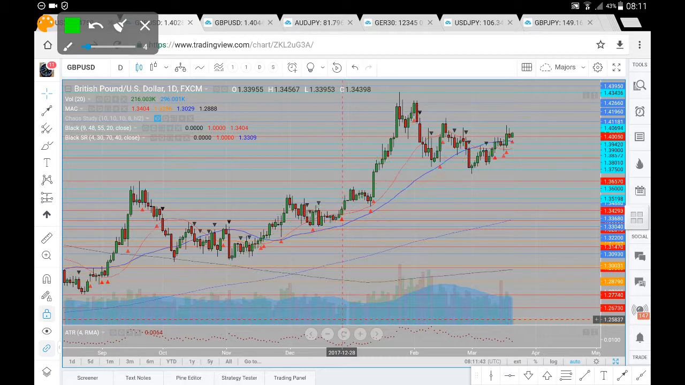Let's just clear that up a bit. So this pullback we've had here, it does appear that it's probably ending, as there does seem to be a slight turn here to the upside for the pound against the dollar.